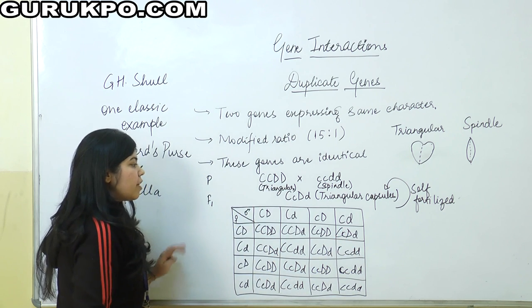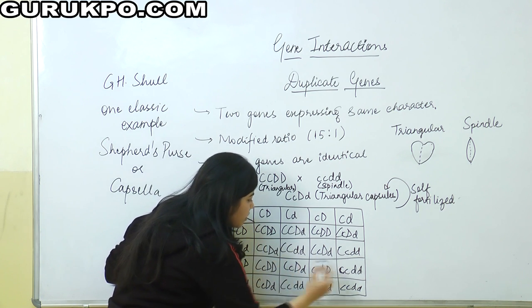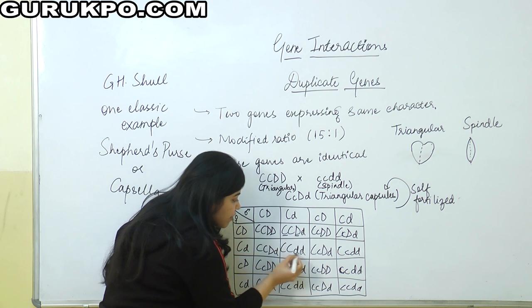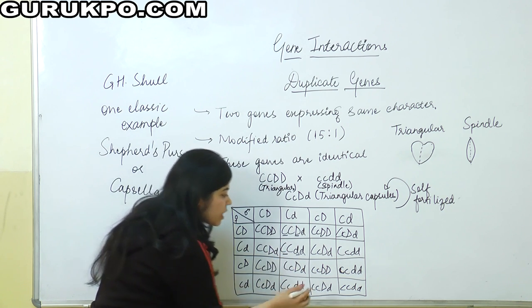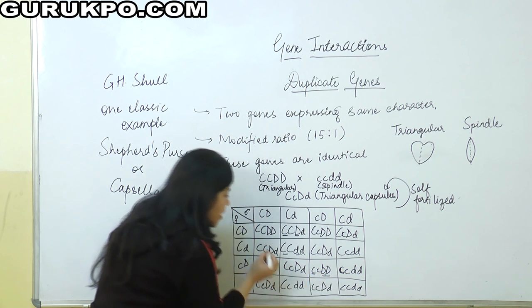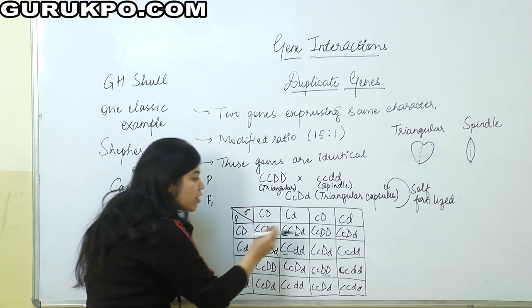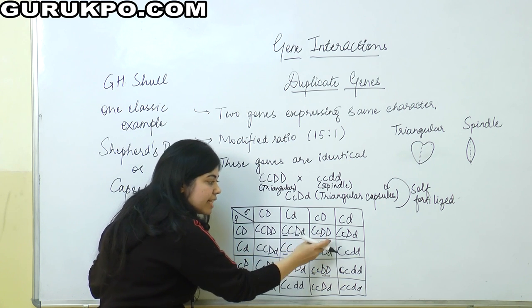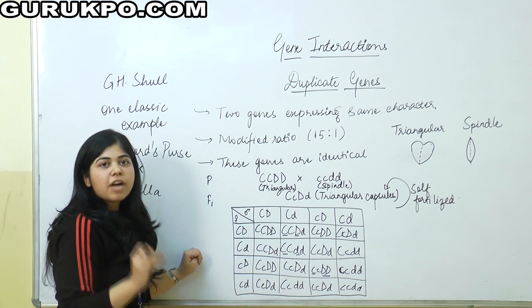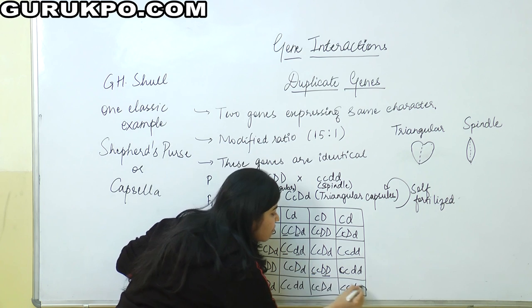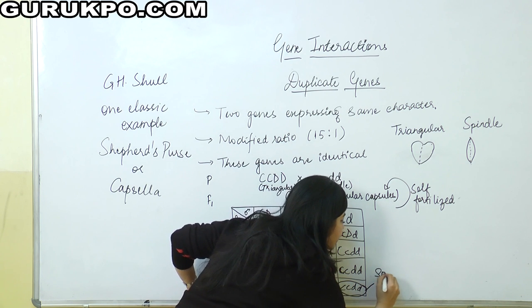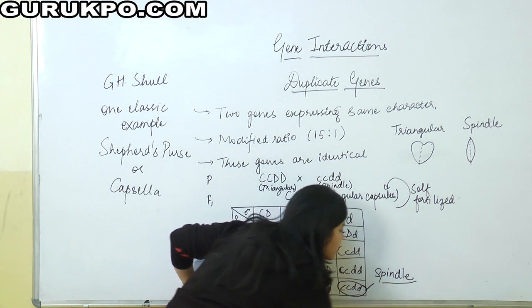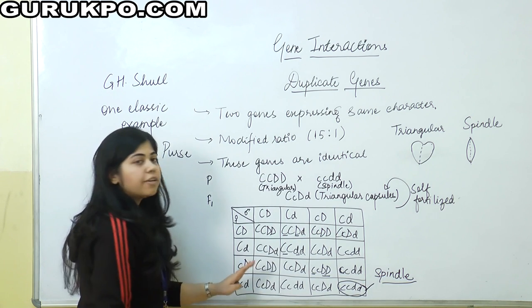So here we're going to get all 15 of them as triangular since they express a C or a D. Even if they don't have D, they have a C. Since C and D both code for triangular capsules, they will express the same trait. Even if this one is recessive, this one is dominant. So any dominant allele would do. That means if either C is dominant or D is dominant, then we will get a triangular capsule. Only where both of them are recessive do we not get a triangular one. That one is going to be the spindle one. The rest are all going to be triangular.